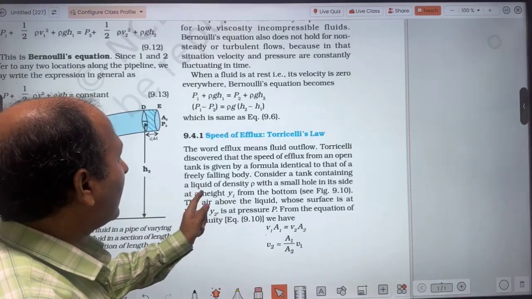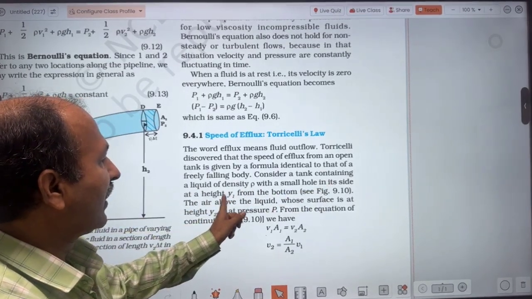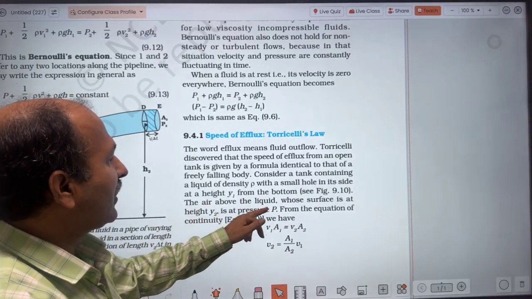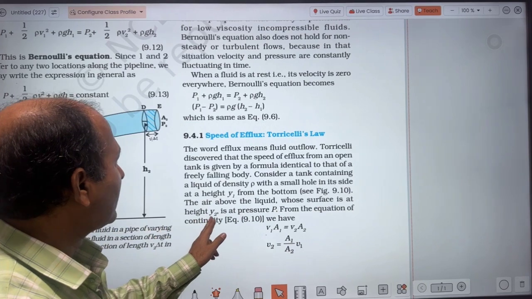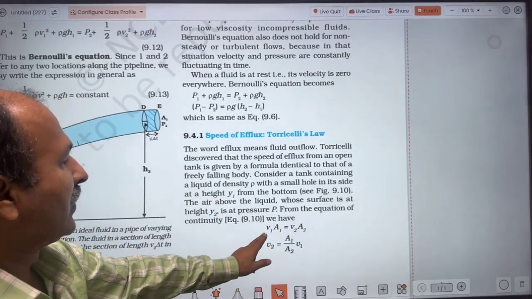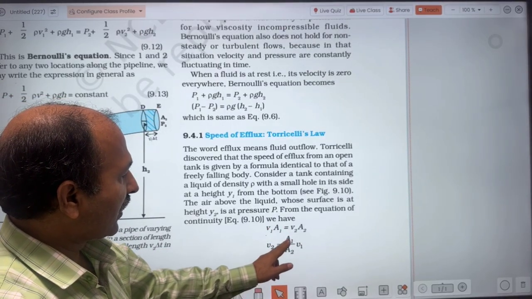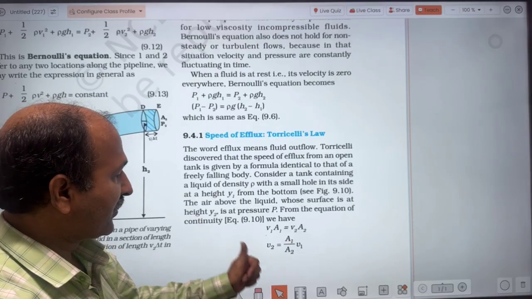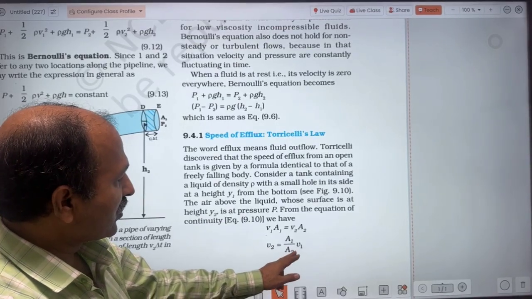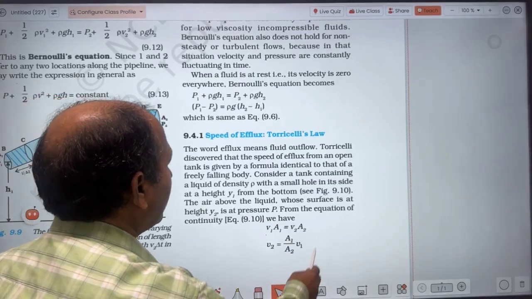consider a tank containing a liquid of density rho with a small hole in its side at height y1, as we have observed. Again, we are going to see that picture. The air above the liquid, whose surface is at height y2, is at pressure P. From the equation of continuity, A1 v1 must be equal to A2 v2. So v2 equals A1 upon A2 times v1. Since area A2 is very large, as you have seen in the beginning, v2 can be taken as roughly equal to 0.